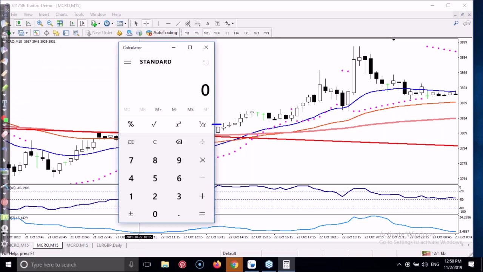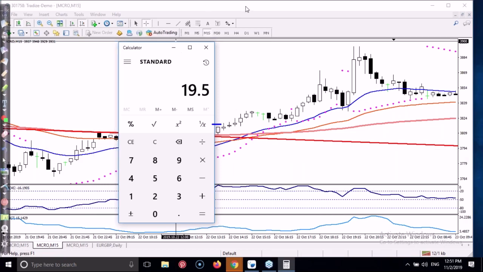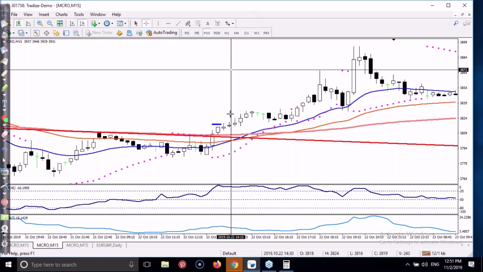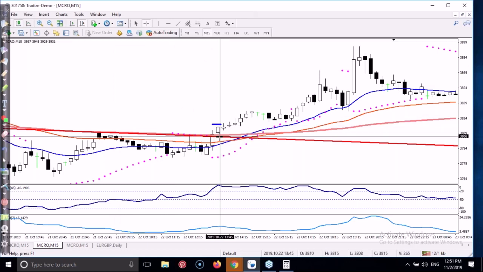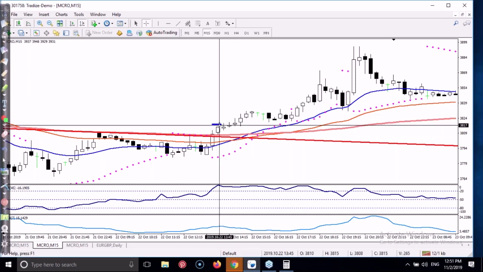So let me use the calculator. So here we can see we're going to use 13 into 1.5 ATR. That means it is showing 19.5 points, right? That means almost you can say like 20. So our SL will be 20 points below. Right, now most of the people are thinking I'm going to use 20 points from here.